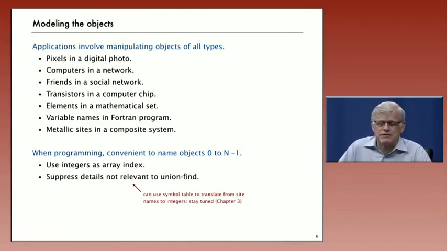That's a very convenient initial starting point for our programs because we can use integers as an index into an array, and then quickly access information relevant to each object. And it also just suppresses a lot of details that are not relevant to union-find. In fact, this mapping from an object name to the integers 0 through n-1 is a fine application of a symbol table or searching algorithm, which is one of the things that we'll be studying later in this course: algorithms and data structures for solving that problem.